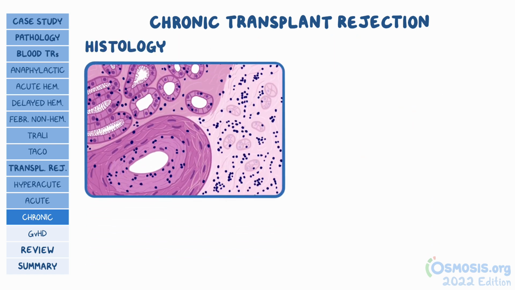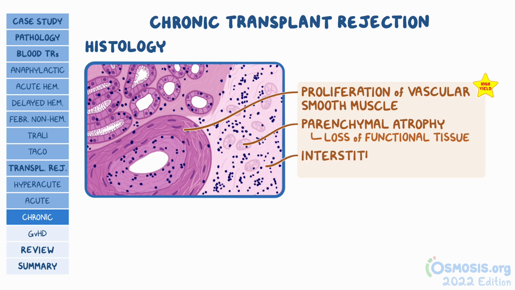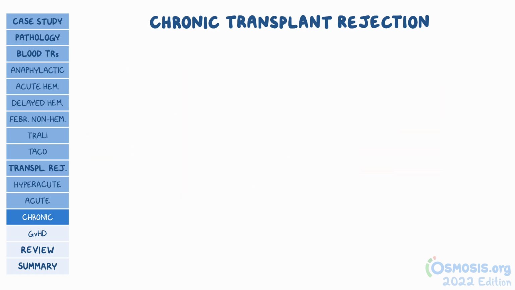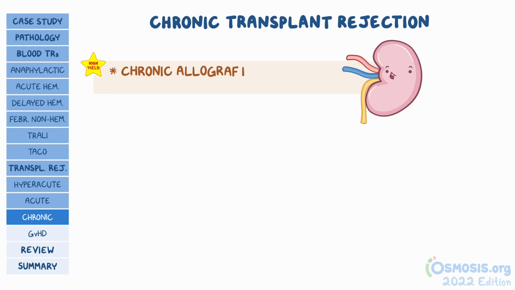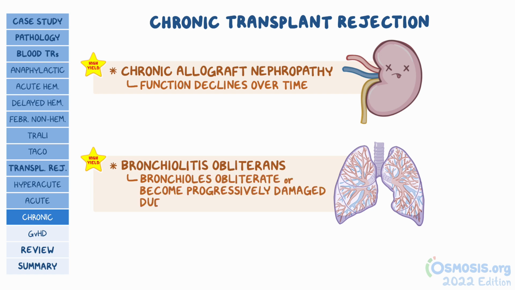Upon histology, some high-yield findings include abnormal thickening of the graft's blood vessels due to proliferation of the vascular smooth muscle. In addition, there's parenchymal atrophy, or loss of functional tissue, together with interstitial fibrosis or tissue scarring. Now, examples of chronic graft rejection include chronic allograft nephropathy, where the function of a transplanted kidney declines over time, as well as bronchiolitis obliterans, which occurs when bronchioles in the transplanted lung obliterate or become progressively damaged due to inflammation, which ultimately results in fibrosis.